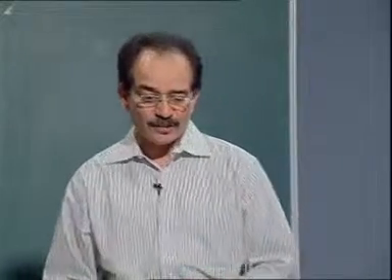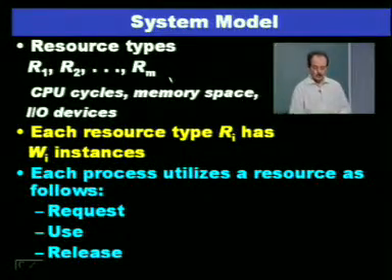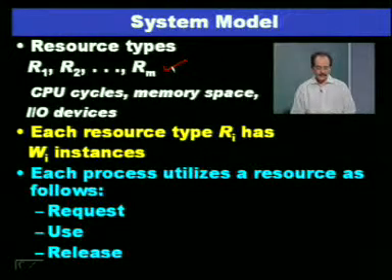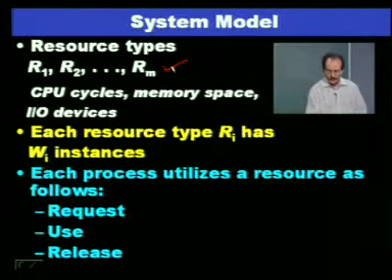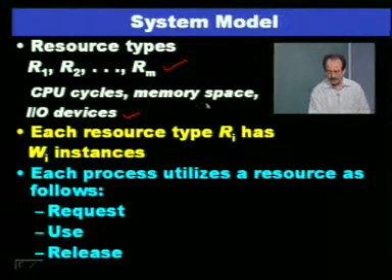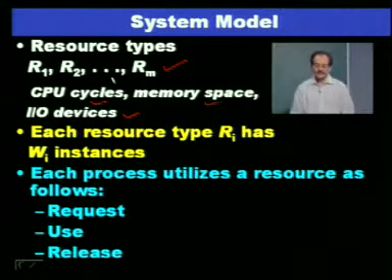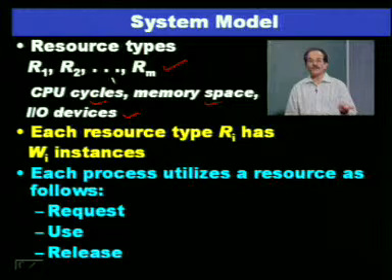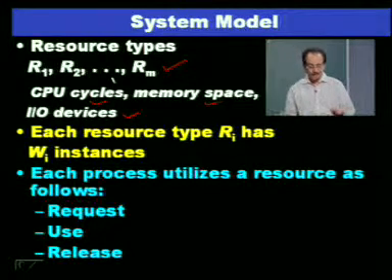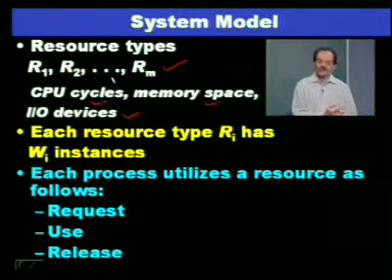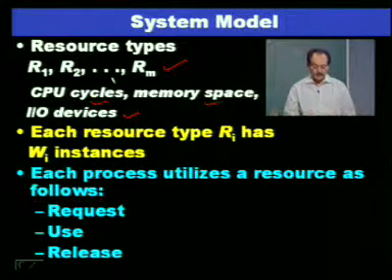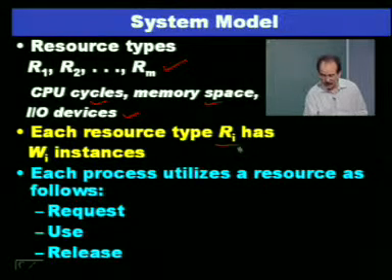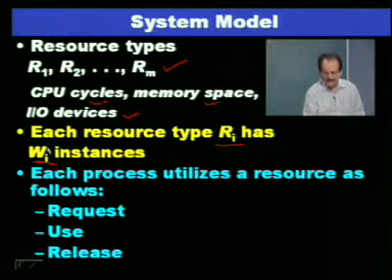Now, what sort of system model is there? Let us say these are the resource types, maybe R1, R2, Rm. They are all resource types, maybe CPU cycles, memory space or I/O devices. I can have a CPU, let us say one process holding the CPU, another process waiting for the CPU to be free, or one process holding a printer, another process waiting for the printer to be free. So, each resource type Ri has Wi instances.